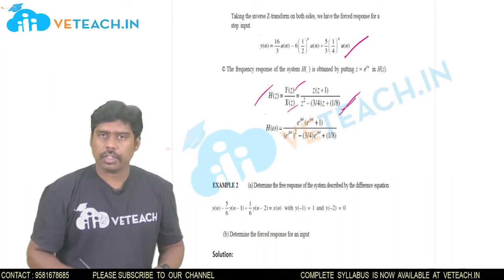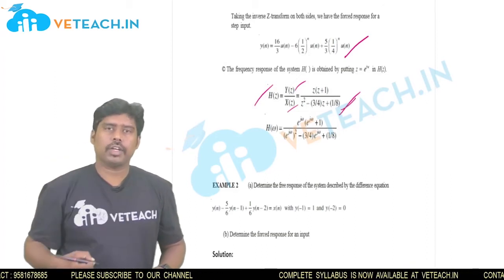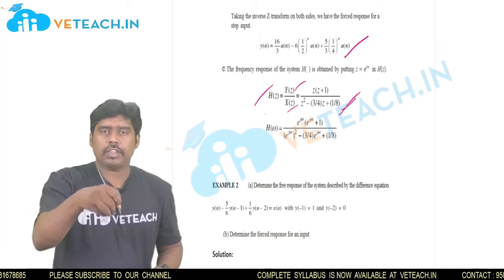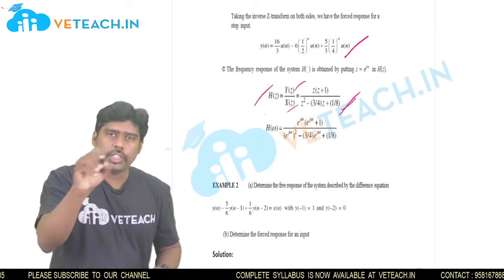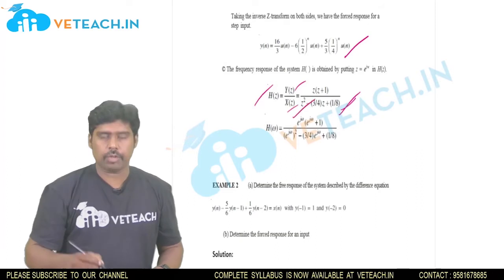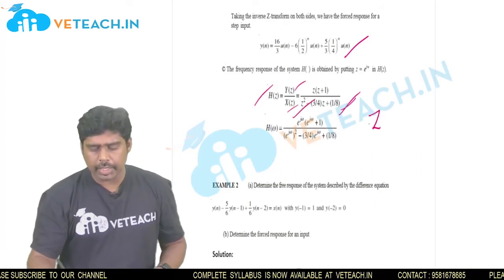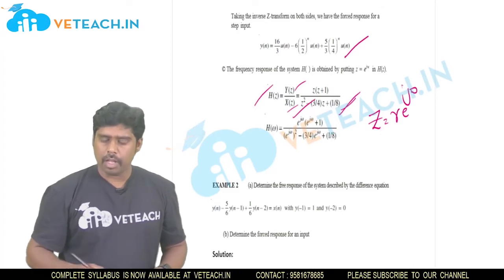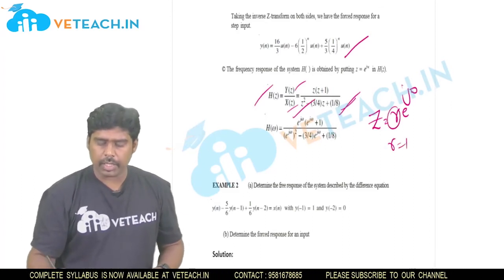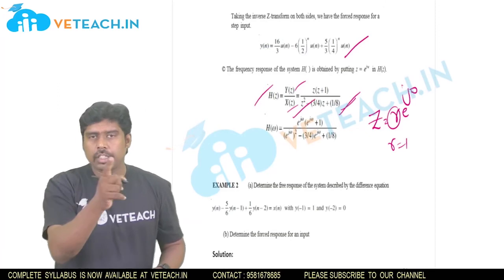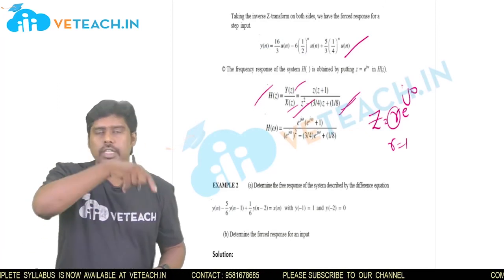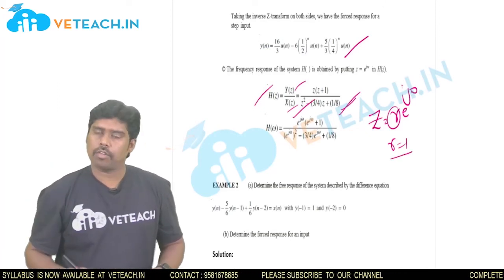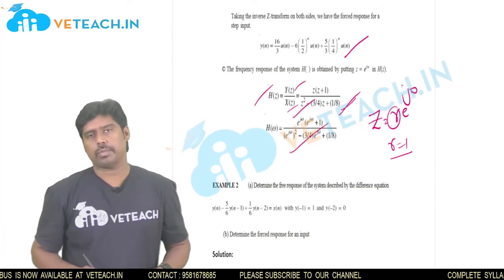So this is the system function, and if you want to find the frequency response from this system function, put z equal to e power j omega. Actually z is equal to r into e power j omega, but r is 1. That means if you are evaluating the Z transform on the unit circle, then r equal to 1. This is our frequency response.